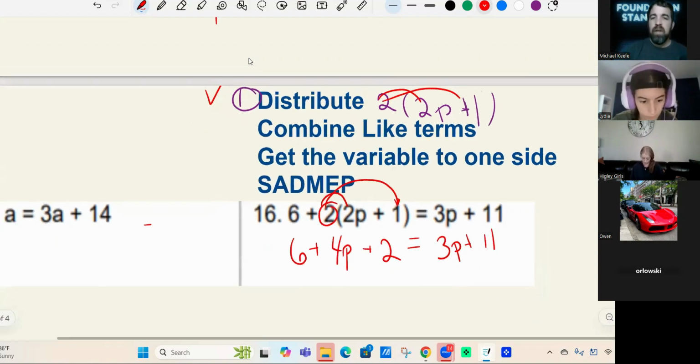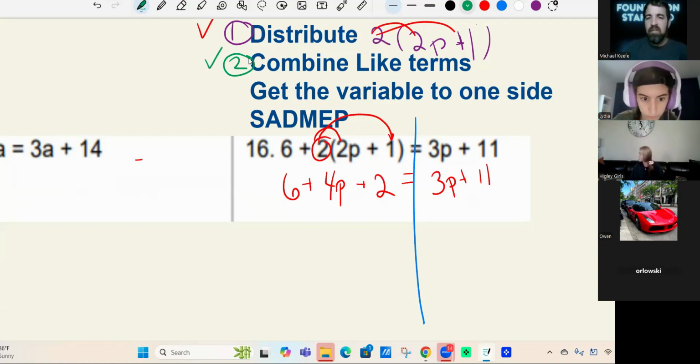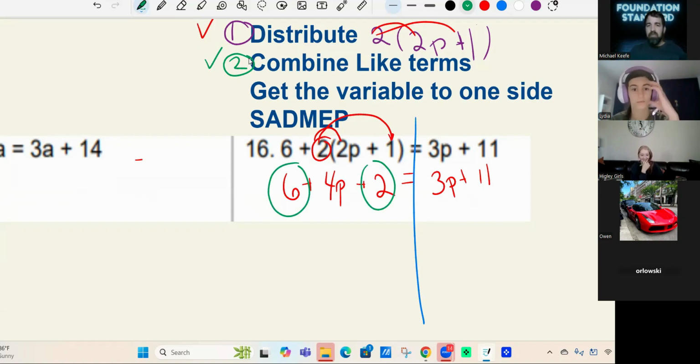So I've done one step so far out of the 4. And now I'm going to look at step number 2 where it says combine like terms. And that just means like whole numbers to whole numbers or variables to variables. So that's my second step. And if I look at the left side of this equation, I've got 6 plus 4p plus 2. Out of those three terms, the whole number 6 and the whole number 2, those don't have variables. So I can add 6 and 2 because those are just numbers. But 4p is not a like term with 6 and 2. So those can't be added.